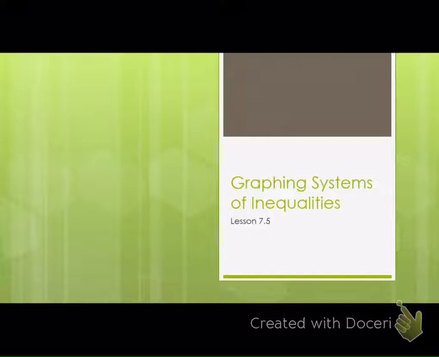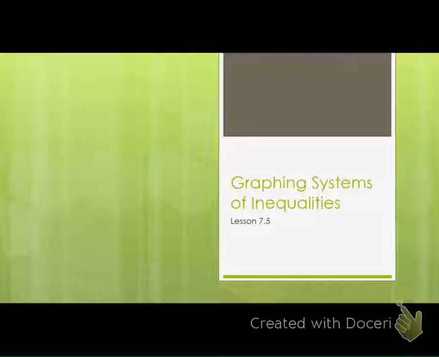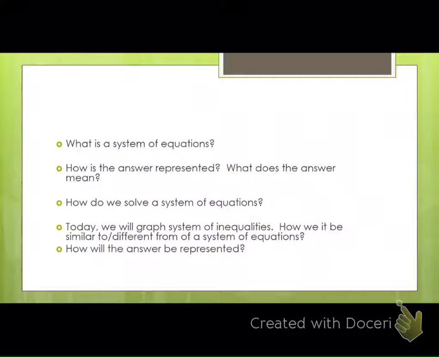We know that the answer to a system of equations is the point where they intersect, right? So what is it going to be for an inequality then, Tanari? Wouldn't it be where the shading overlaps? It's going to be where the shading overlaps. So we're going to look at that today. So what is a system of equations?